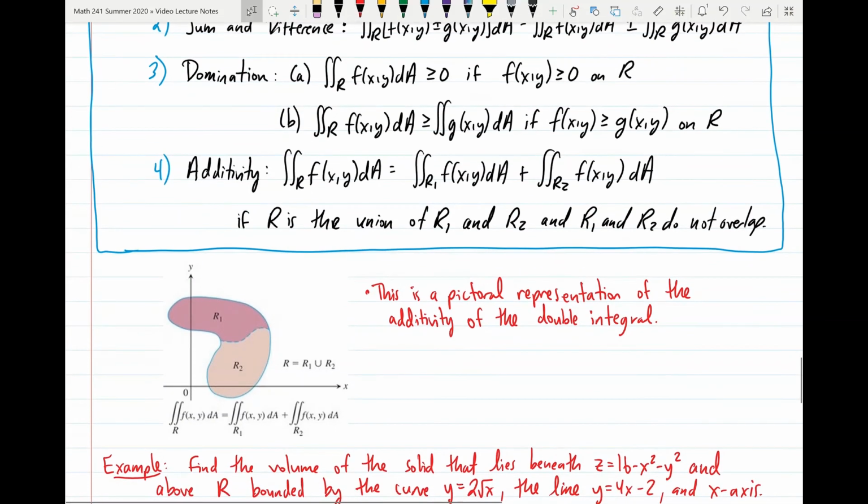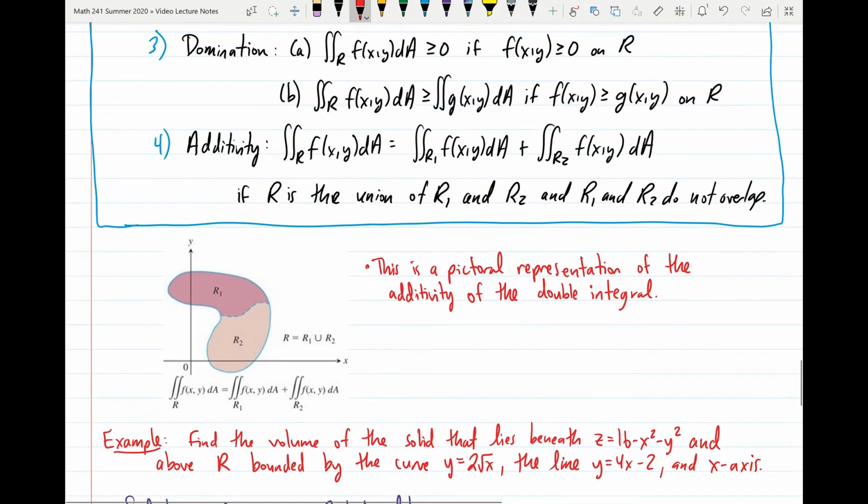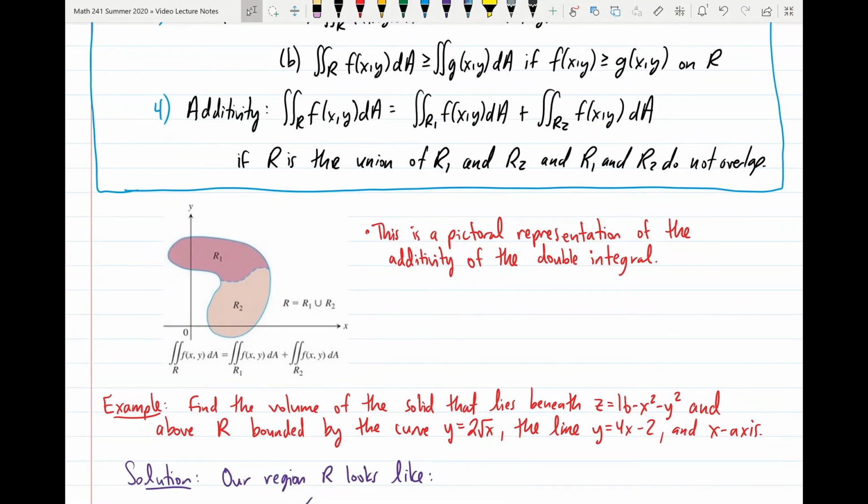And then lastly, we have additivity, and I know that this was mentioned in the text. So the double integral of f of xy over the region R is equal to the double integral of f of xy over the region R sub 1 plus the double integral of f of xy over the region R sub 2, where the region R is the union of our two regions R sub 1 and R sub 2, and R sub 1 and R sub 2 do not overlap. So another way to say that would be that R sub 1 and R sub 2 have empty intersection.